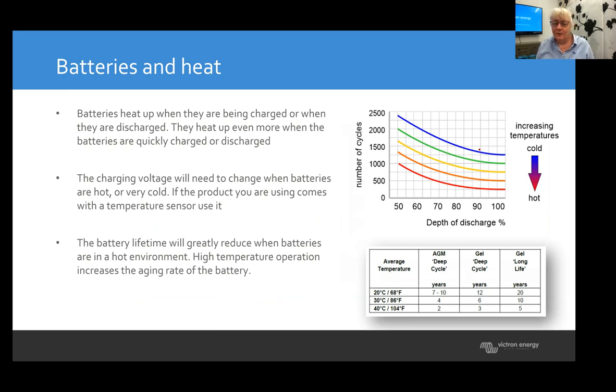Batteries and heat. Batteries don't like it hot. If your battery is at an average temperature of 30 degrees Celsius, you basically have half the battery life that you have if it was at 25 or 20 degrees Celsius. So the hotter it gets, the worse your cycle life will be, and the worse the battery life will be. And people underestimate that as well. It just wears out from too much heat. Lithiums also have a bit of that effect, but much less than lead acid has.